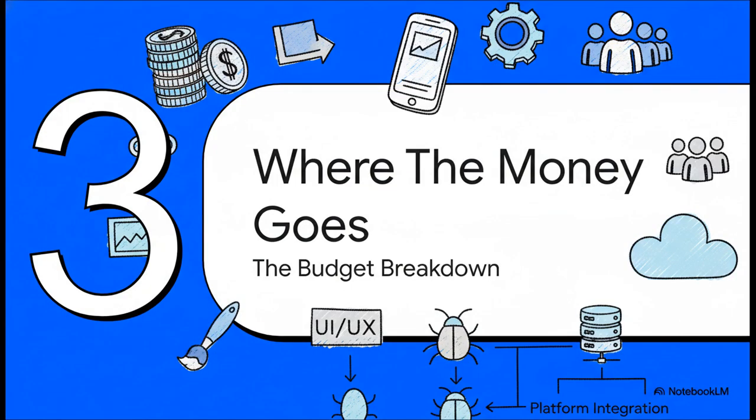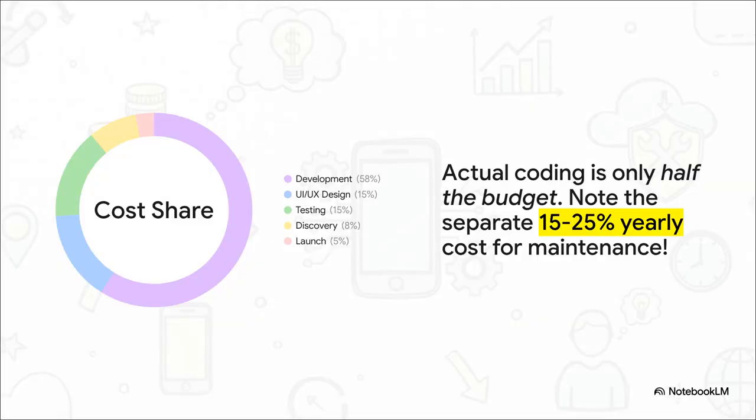Okay, so you've defined your scope, picked a platform, and you're thinking about a team. But where does all that money actually go? Let's pop the hood and look inside a typical budget. This chart might surprise you.